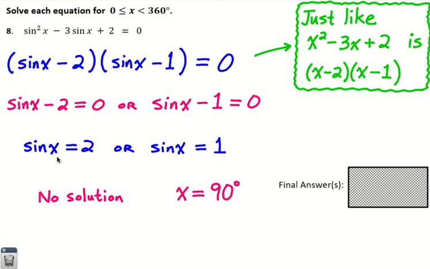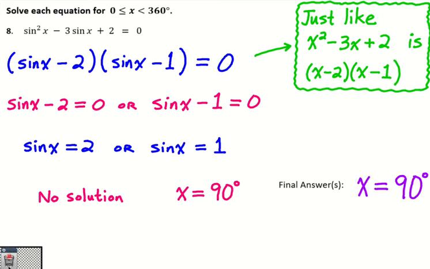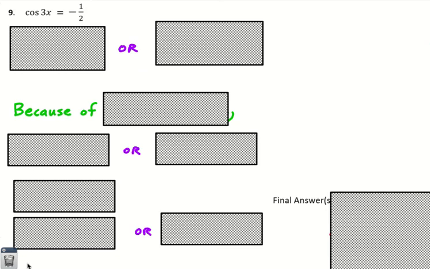So the sine of what equals 2? It's nonsensical. It doesn't make any sense. It's impossible. So the sine of nothing would equal 2. It's too big. So no solution. So the final answer, x equals 90. Just one answer. Wow, just one answer.